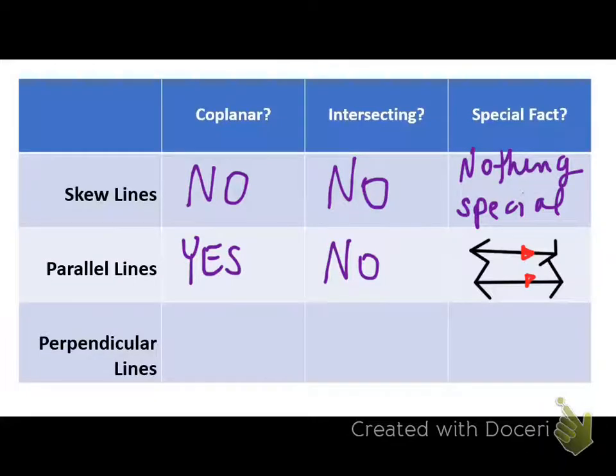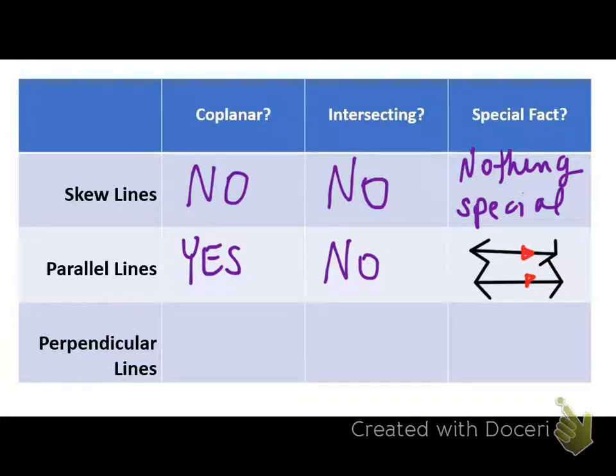Alright, so we're on the back of the notes. We've drawn a 4x4 graph. We wrote skew lines, parallel lines, perpendicular lines, and we're deciding if they are on the same plane, intersecting, and if they have a special effect. So skew lines, they're not on the same plane, they're not intersecting, there is nothing special about them.